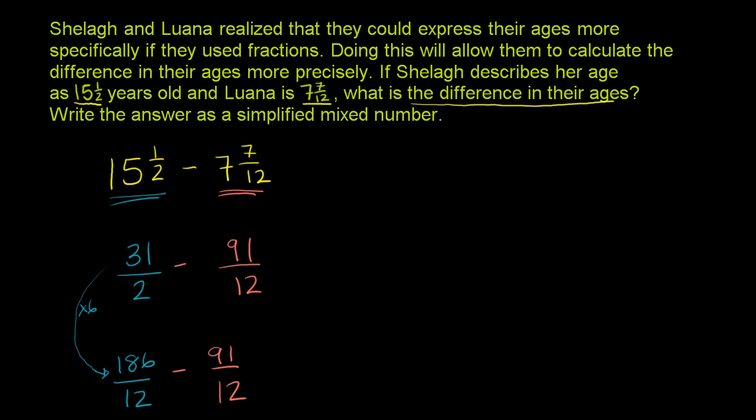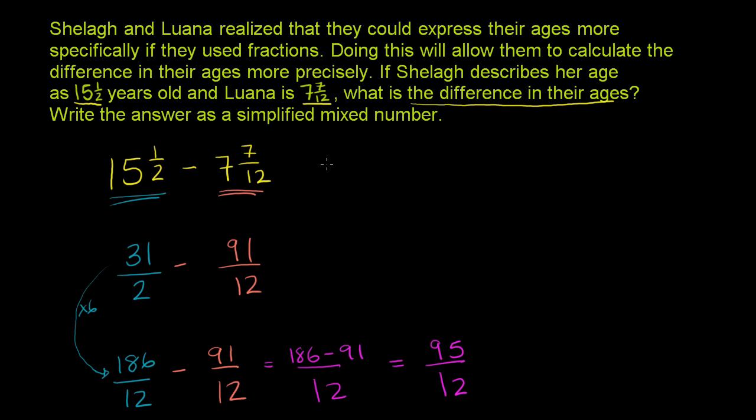So the difference in their ages is going to be, the denominator is going to be 12. It's going to be 186 minus 91, over 12. See, 186 minus just 90 would be 96. But we're subtracting 91, so it's going to be 95. 95, right? 6 minus 1 is 5. And then 180 minus 90 is 90. So that works out.